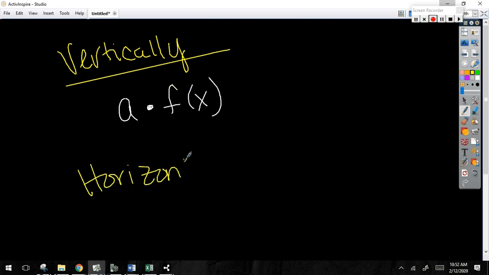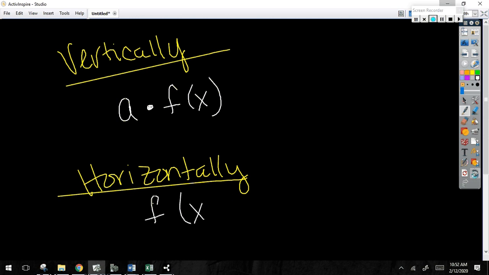Horizontally is whenever I only do it to the x. So every x in the equation has some number just in front of it versus it just being in front of the entire equation, okay?